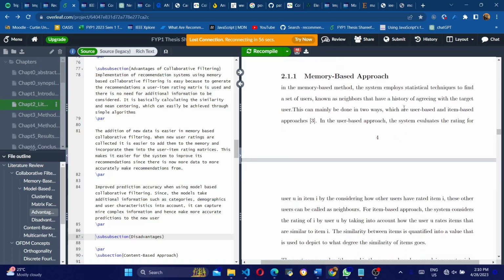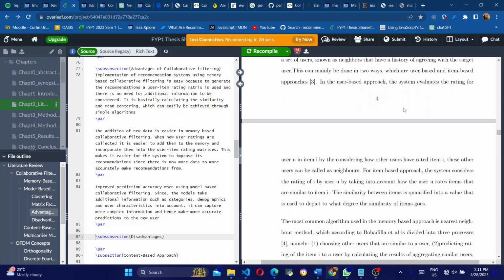Expanding on the memory-based approach, the system employs statistical techniques to find a set of users known as neighbors that have a history of agreeing with the target user. This can mainly be done in two ways. The memory-based approach is subdivided into two, because there is user-based approach and item-based approach, right?